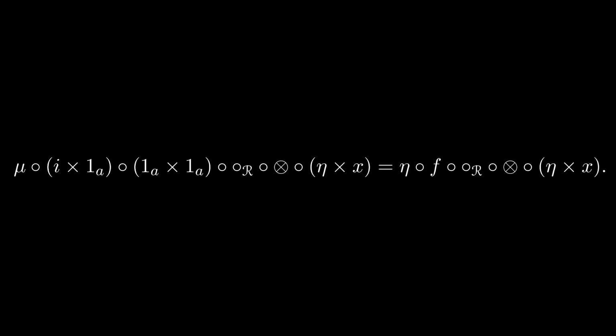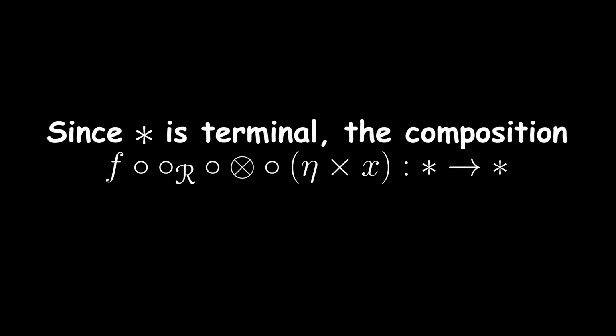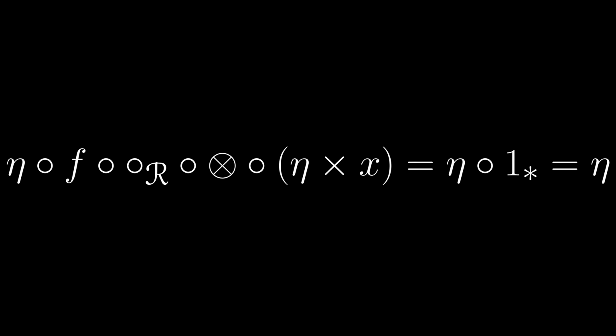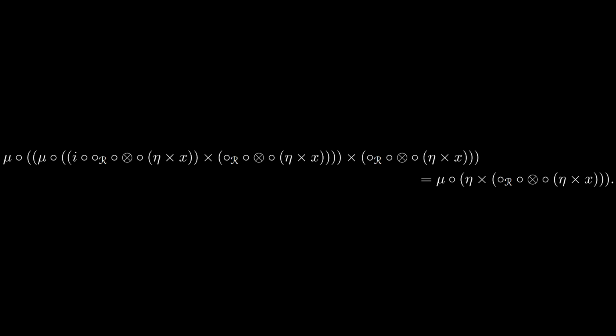We thus have mu comp I cross 1a comp 1a cross 1a comp r comp tensor comp eta cross x equals eta comp f comp r comp tensor comp eta cross x. Since star is terminal and the composition f comp r comp tensor comp eta cross x is a function from star to star, this must be equivalent to the unique morphism 1 star, and thus eta comp f comp r comp tensor comp eta cross x equals eta comp 1 star equals eta. Plugging in gives us mu comp I comp r comp tensor comp eta cross x cross comp r comp tensor comp eta cross x cross comp r comp tensor comp eta cross x equals mu comp eta cross comp r comp tensor comp eta cross x.